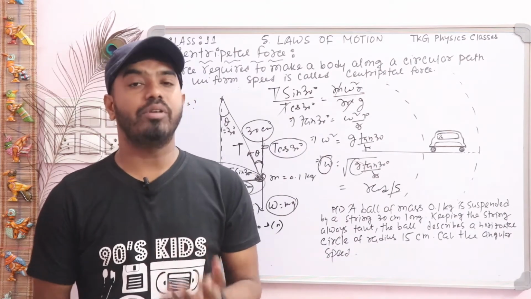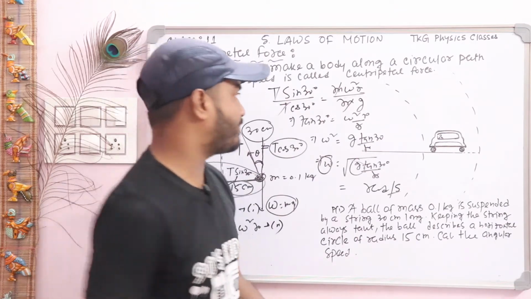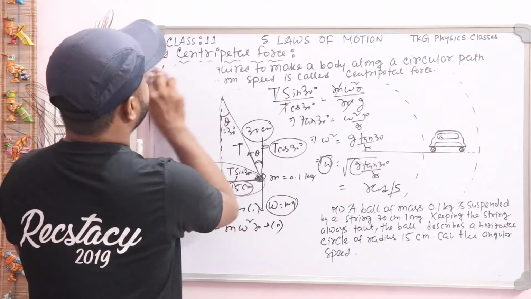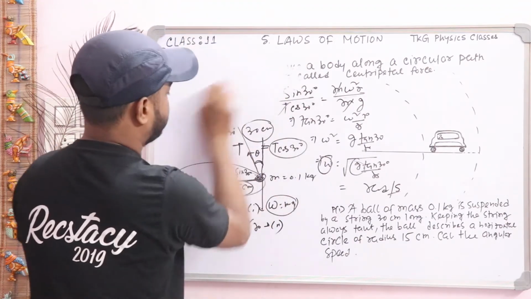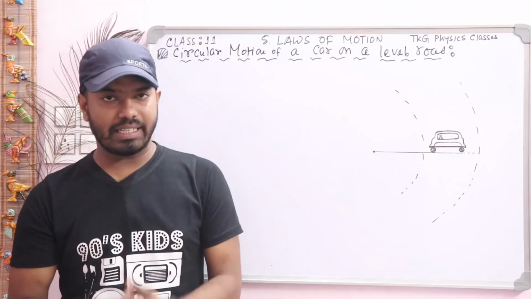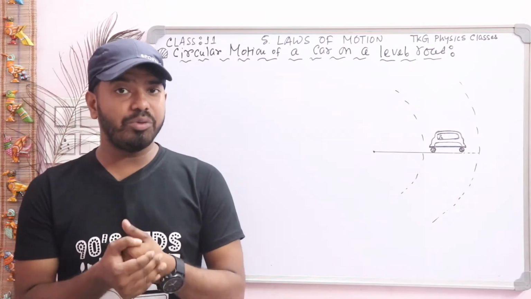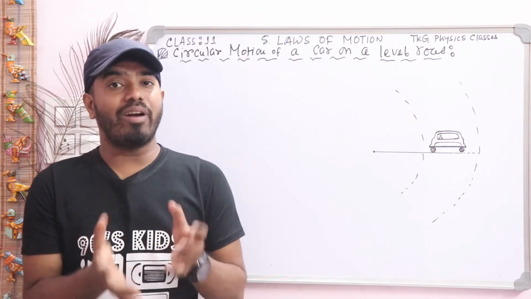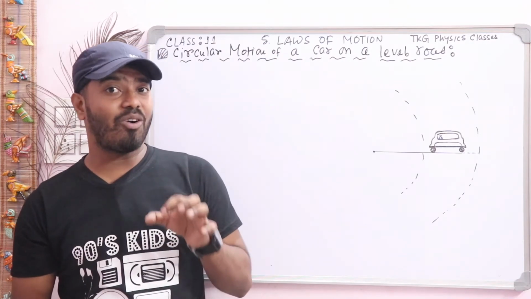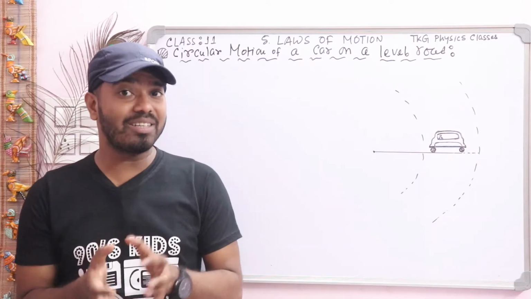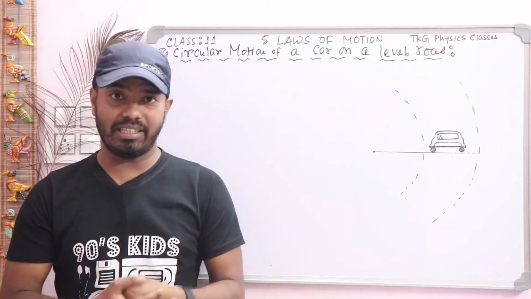Okay, now we will discuss the circular motion of a car on a level road. So our next point, our second topic, is circular motion of a car on a level road, and in this topic we will find out the condition for which the car stays on a road. What is the maximum speed at which a car can take a turn safely?